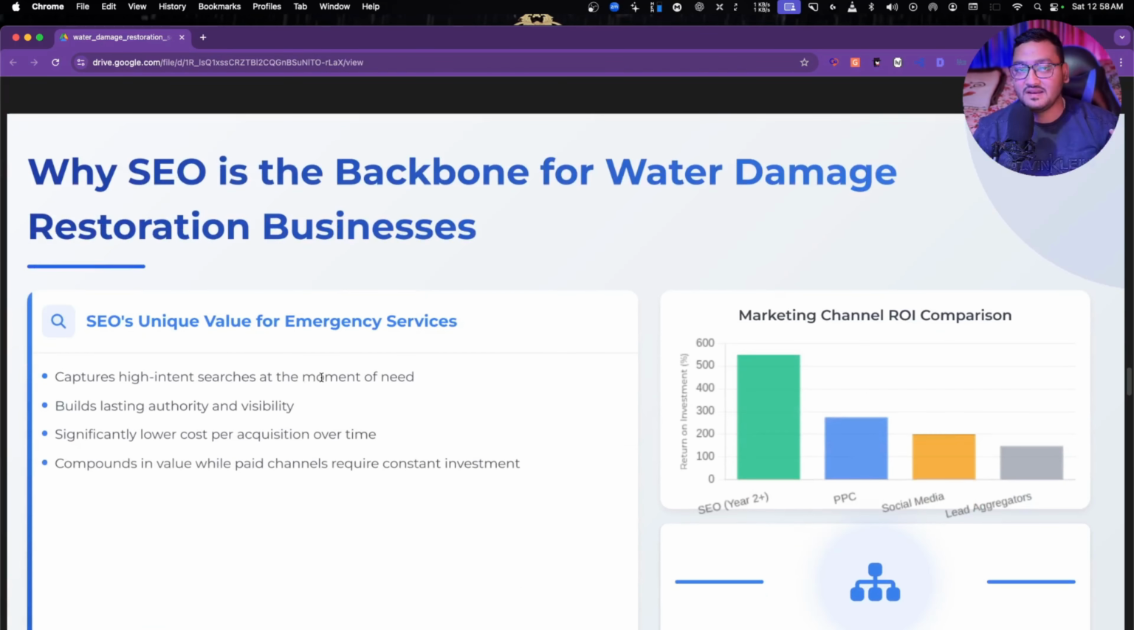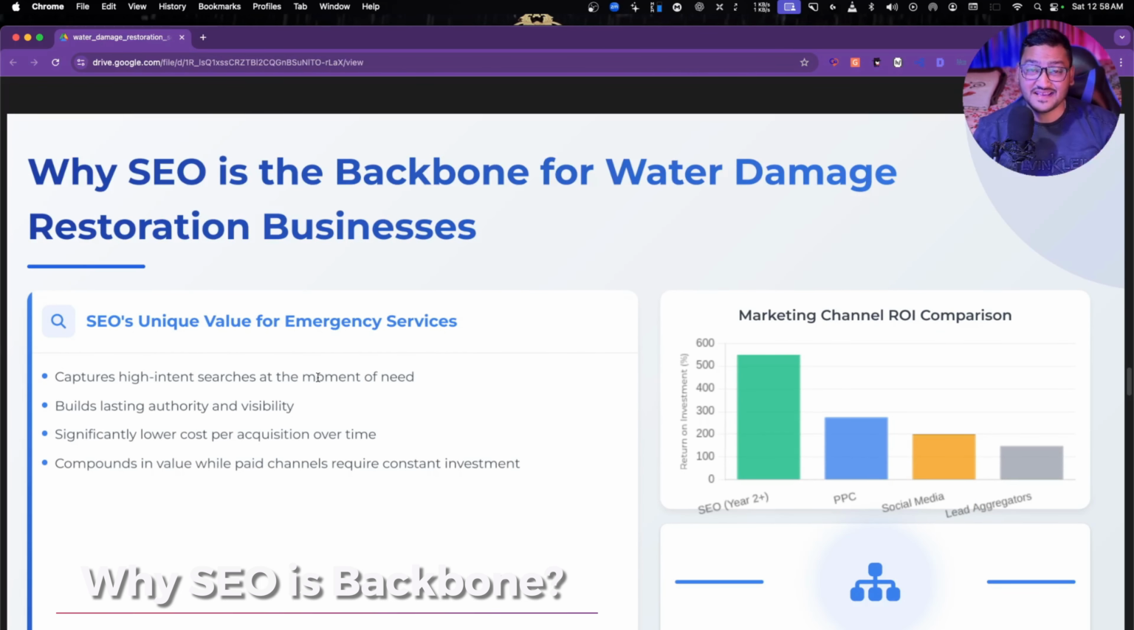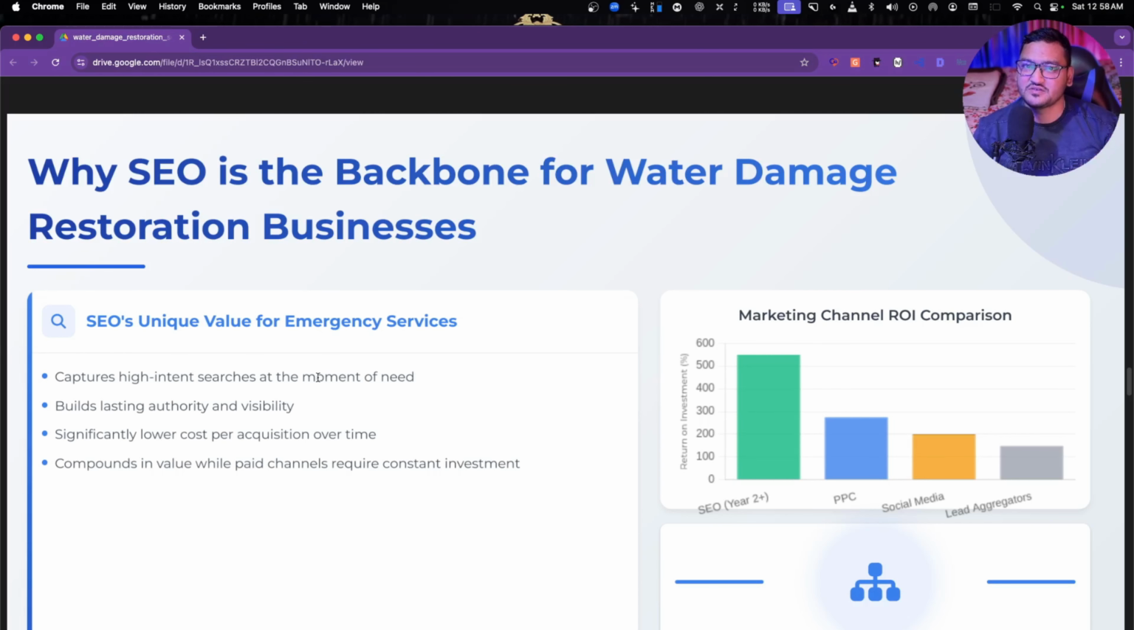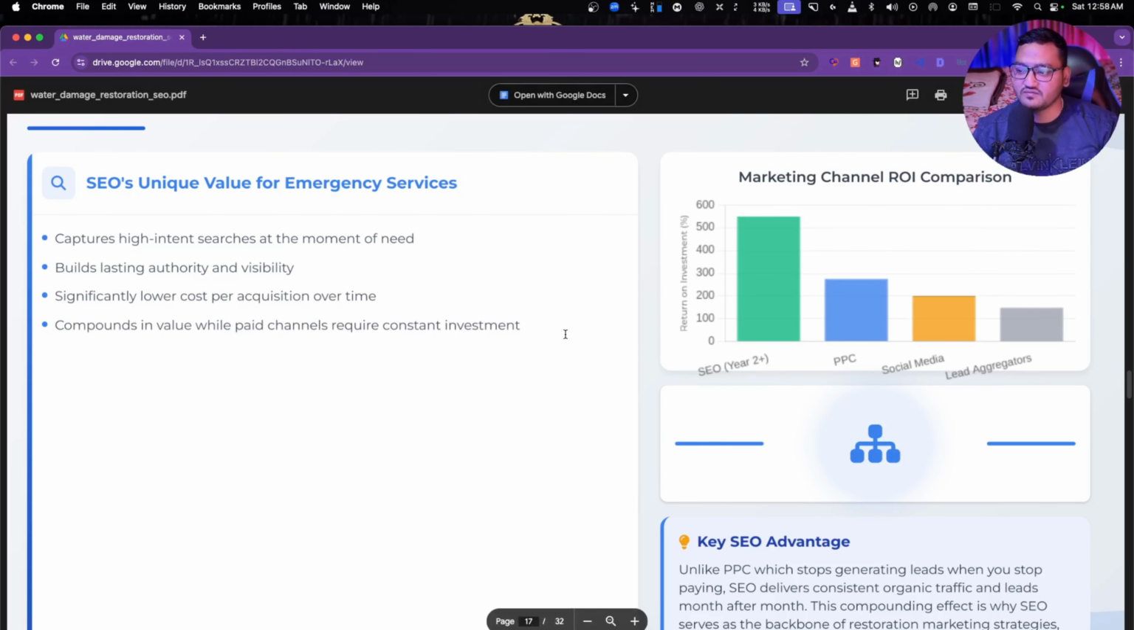And now let's go to the next chapter, why SEO is necessary for water damage restoration business. You can see here some of the core topics. Look at the ROI comparison here. If you are investing in SEO for at least 2 years, you can see around 500%.